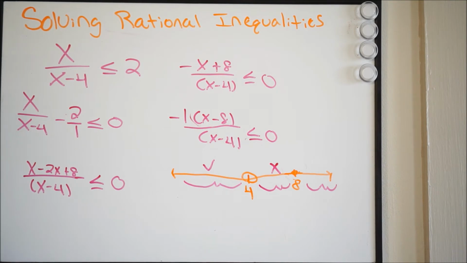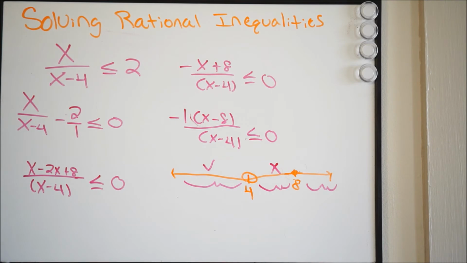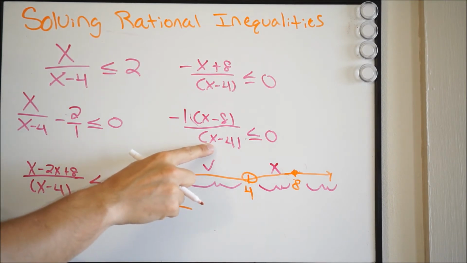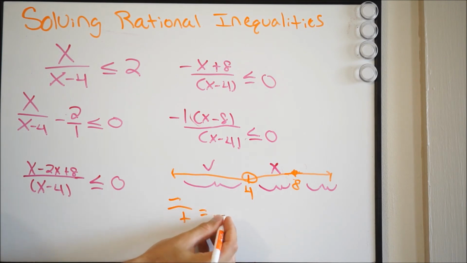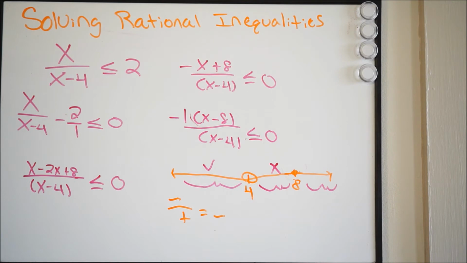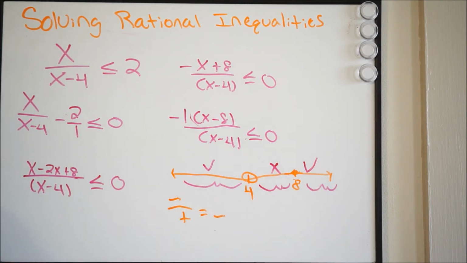Let's just pick 9. So if I pick 9, I plug it in, well, that would become positive, right? But then I have a negative, so I'll have a negative on the top. And then if I plug 9 in here, I'll have a positive, right? So a negative divided by a positive is always going to be negative. So negative is less than or equal to 0. That's true, right? Negative will always be less than or equal to 0. This checks out.